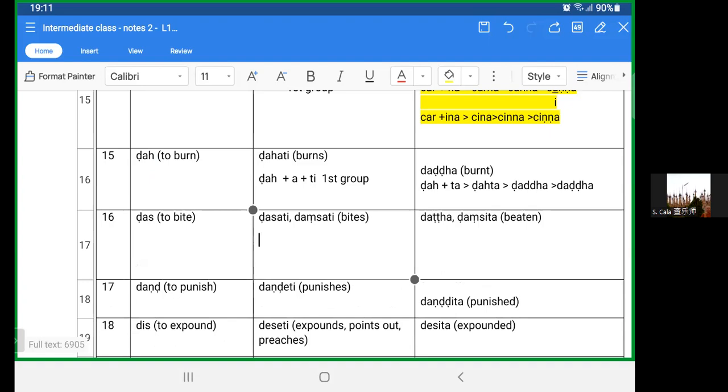Dasati. Okay. Hui Ling, you want to try? Dasati? Hui Ling? Yes. Mm-hmm. Root is das. Okay. All right. And?